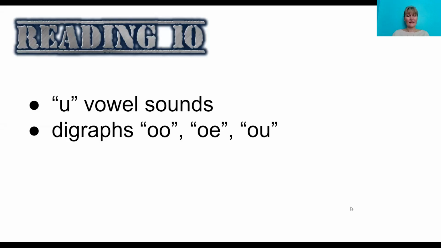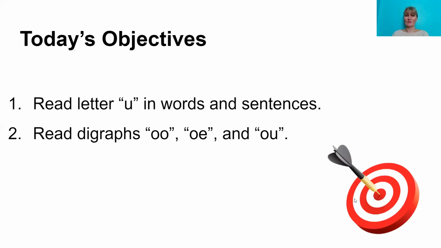So we are focusing on U vowel sounds today and digraphs O, double O, OE, and OU. And our objectives are to read letter U in words and sentences and, of course, read those digraphs, double O, OE, and OU. So letter U, as you guys probably remember, in open syllables says its name.